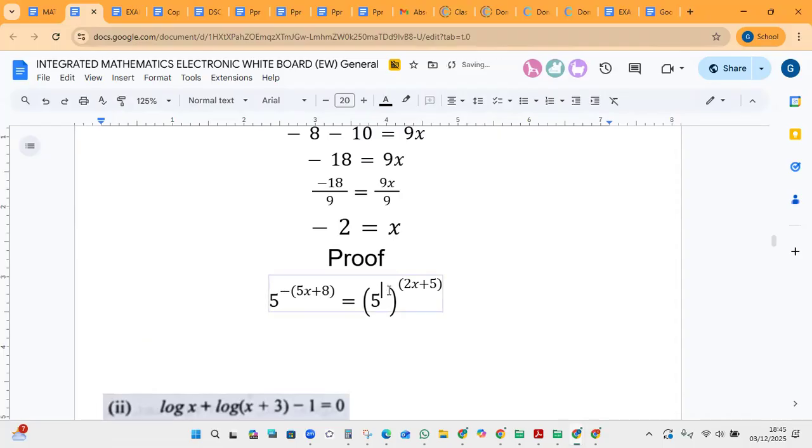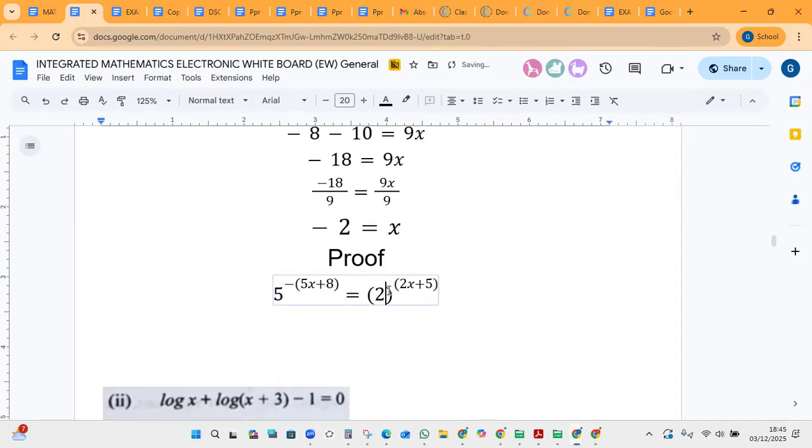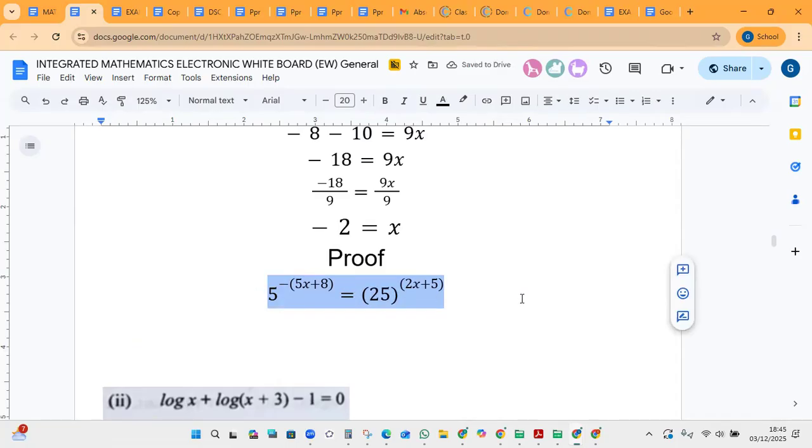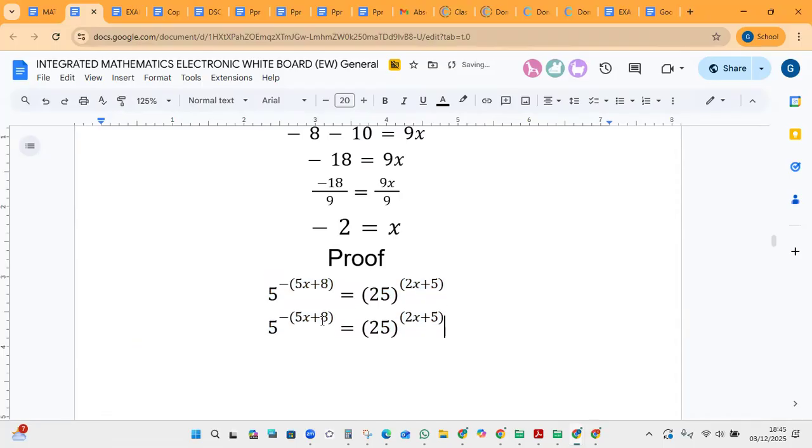Okay, let's put back the 25 inside there. So if I substitute -2 in the place of x here and work this out, the number I get here is supposed to be equal to that same number when I put -2 there. Okay, those two numbers should be the same. So you can prove it as an exercise to see if the left side is equal to the right side.